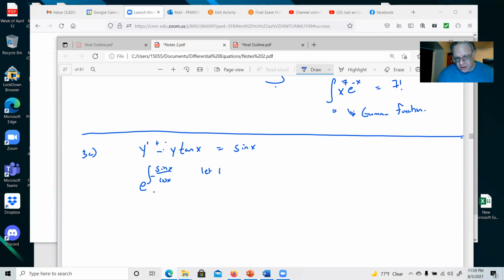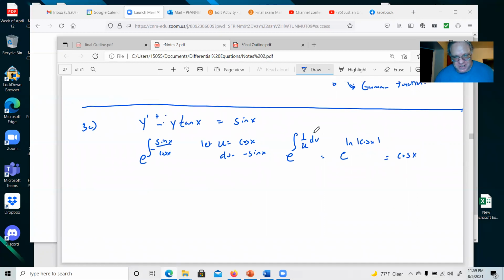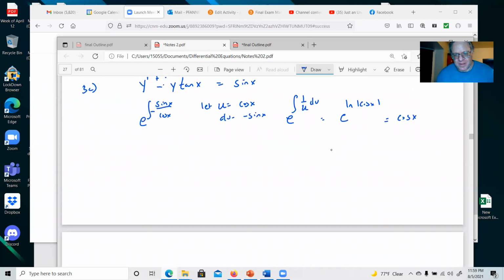We're going to let u equal cosine x, du is equal to negative sine. Hey, it's almost like I got this out of a textbook and they planned it this way. So this is e to the integral of 1 over u du, because the negative takes care of the negative. So this is just going to be e to the natural log of cosine x, which is cosine x. Even though we're not going to write it down, it's obvious that our differential equation solution is going to be in the interval where this thing actually exists.